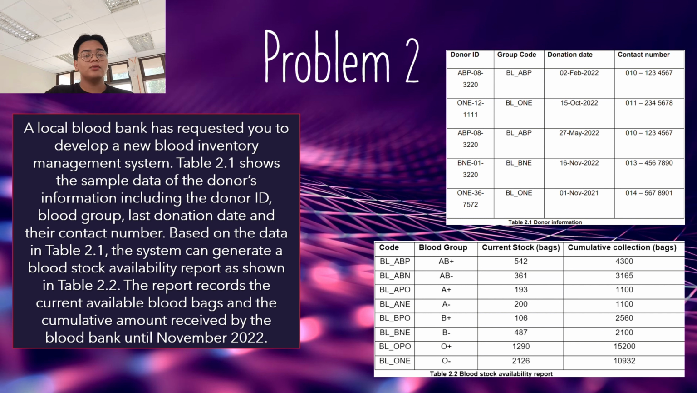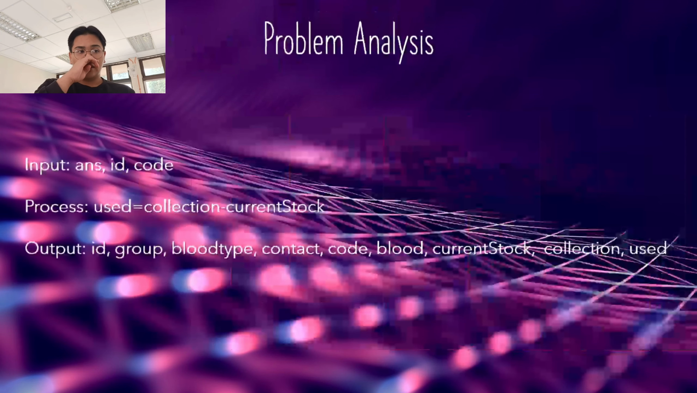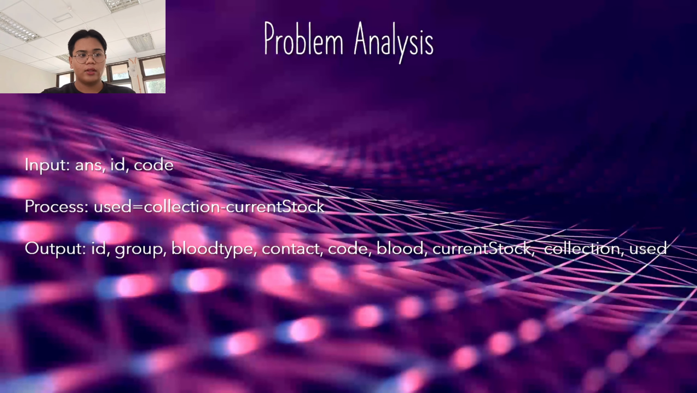For the problem analysis, the input is ANS, ID, and code, and the process is use equals to collection minus current stock. The output is ID, group, blood type, contact, code, blood, current stock, collection, and how many of the blood is used.